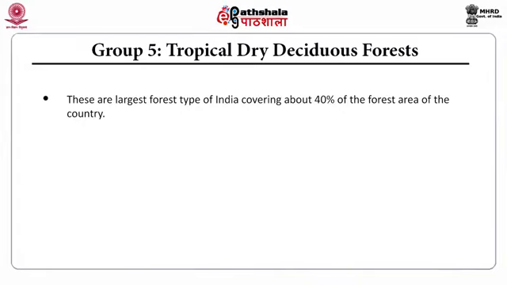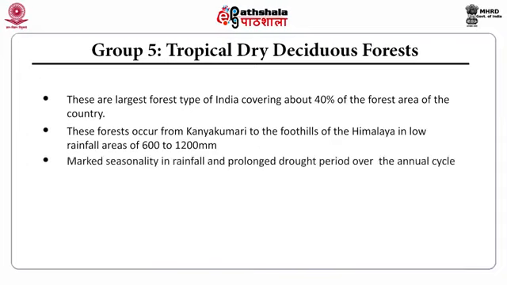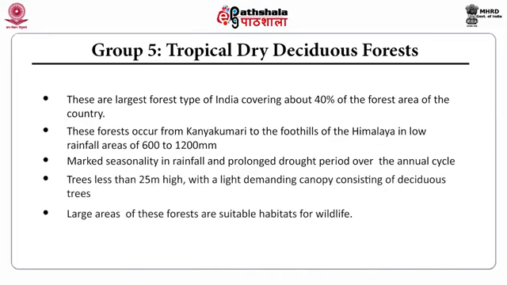Next are the tropical dry deciduous forests of India. They are the largest forest type of India, covering about 40% of the forest area of the country. These forests occur from Kanyakumari to the foothills of the Himalaya in low rainfall areas of 600 to 1200 millimeter per year. There is a marked seasonality in the rainfall and a prolonged drought period over the annual cycle. The trees are less than 25 meters high with a light demanding canopy consisting of deciduous trees.